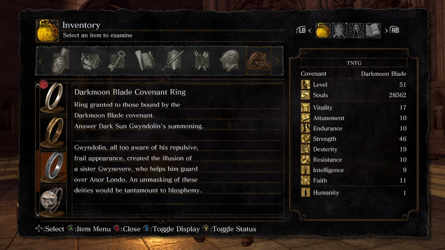And now the Dark Moon Blade Covenant Ring. It is the same design as the Ring of the Sun Princess, but it is in silver. Ring granted to those bound by the Dark Moon Blade Covenant. Answered Dark Sun Gwyndolin summoning.